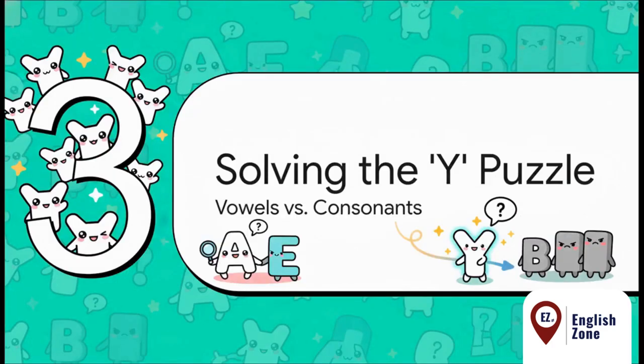And now, the rule that often trips people up. Verbs that end in Y. But it's not some big mystery. It's really just a puzzle with a very clear solution. And the secret, it all comes down to the one little letter that comes right before that final Y.